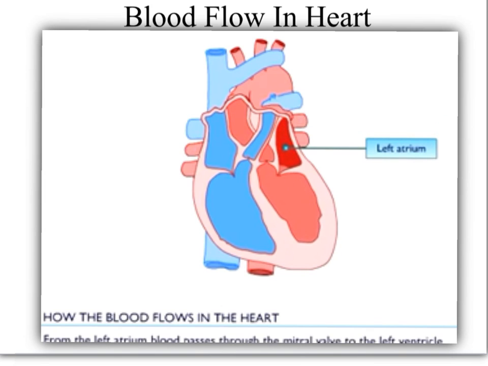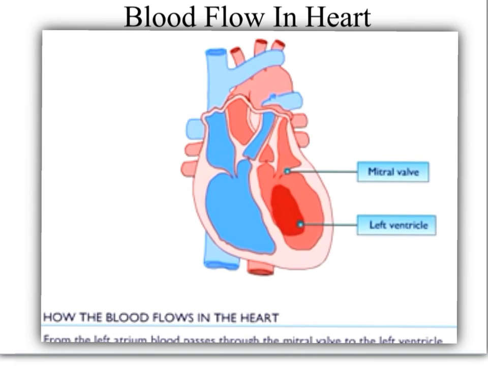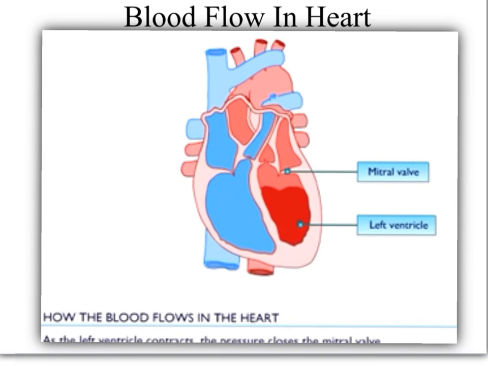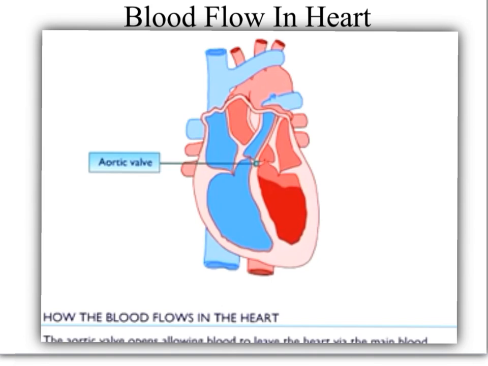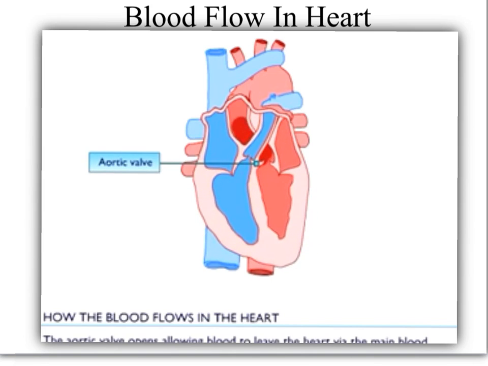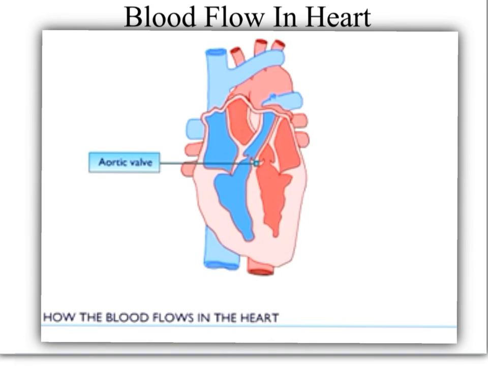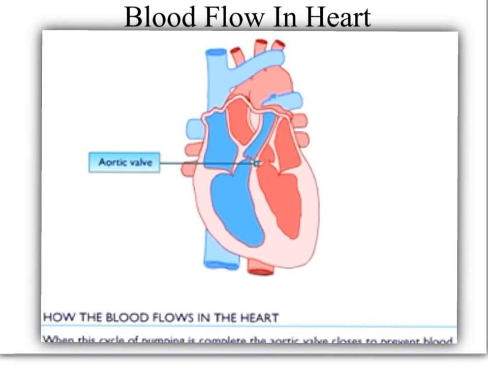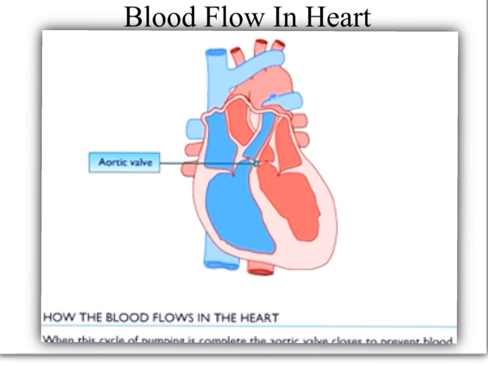From the left atrium, blood passes through the mitral valve to the left ventricle. As the left ventricle contracts, the pressure closes the mitral valve. The aortic valve opens, allowing blood to leave the heart via the main blood vessel called the aorta. When this cycle of pumping is complete, the aortic valve closes to prevent blood from dropping back into the heart.